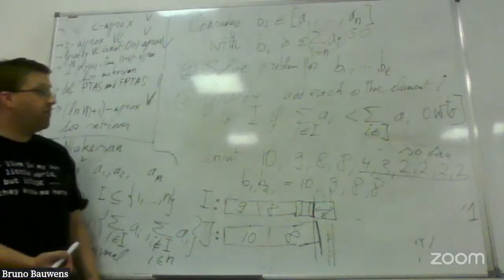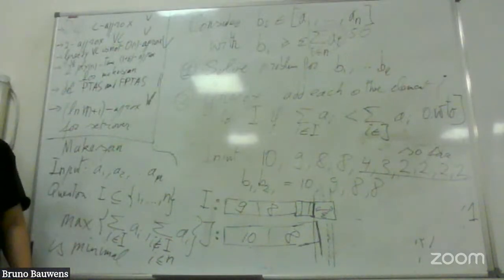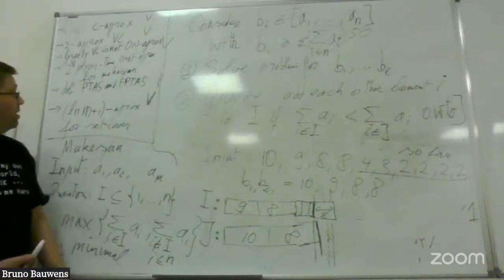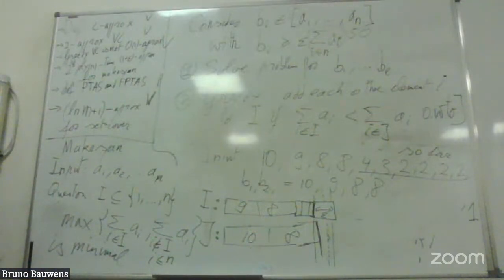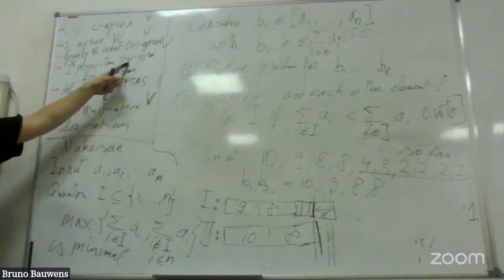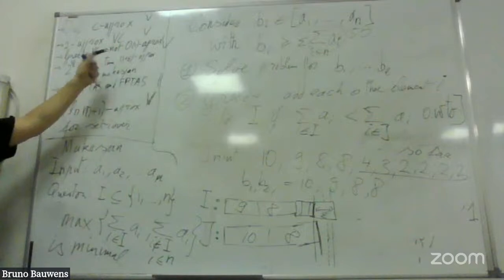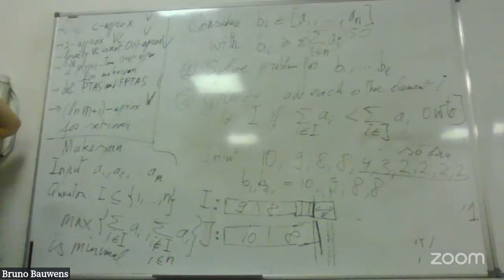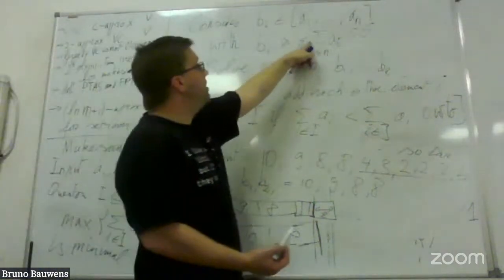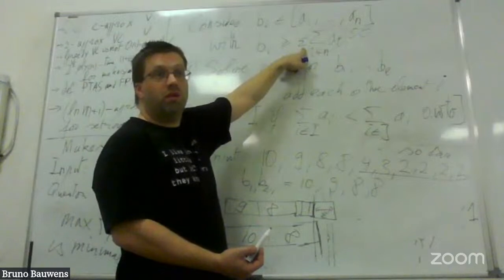And so we have an epsilon approximation algorithm. But actually we get an epsilon over 2 approximation algorithm. Or at least very close to an epsilon over 2 algorithm. Because it's actually enough to take epsilon over 2 here.